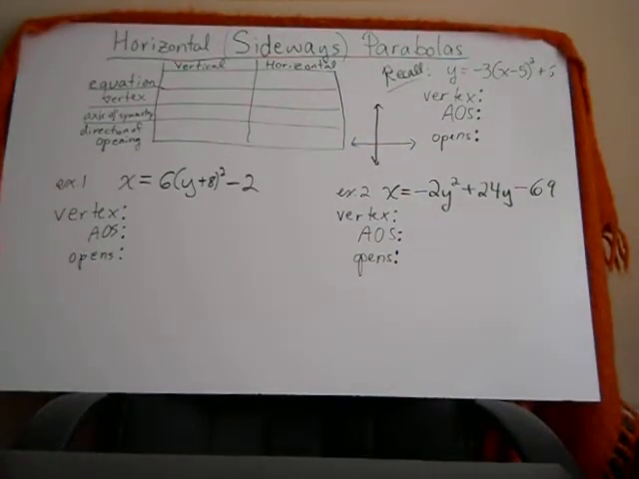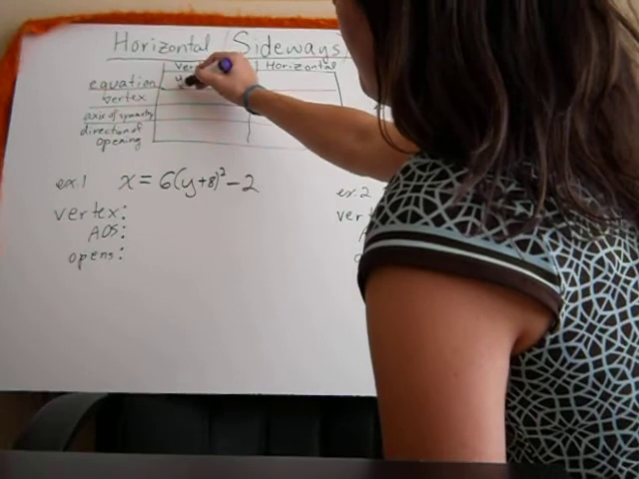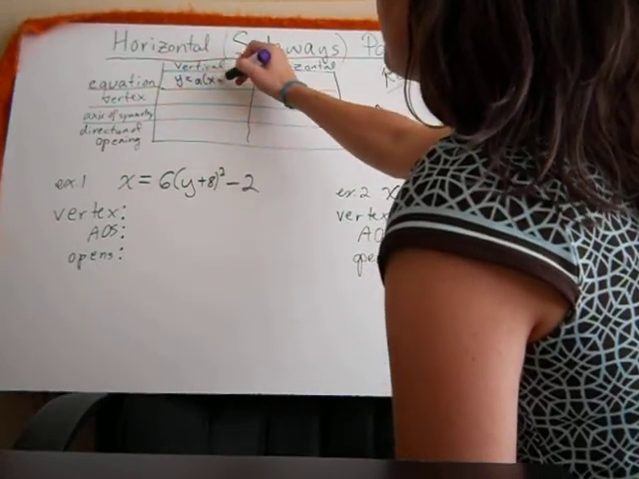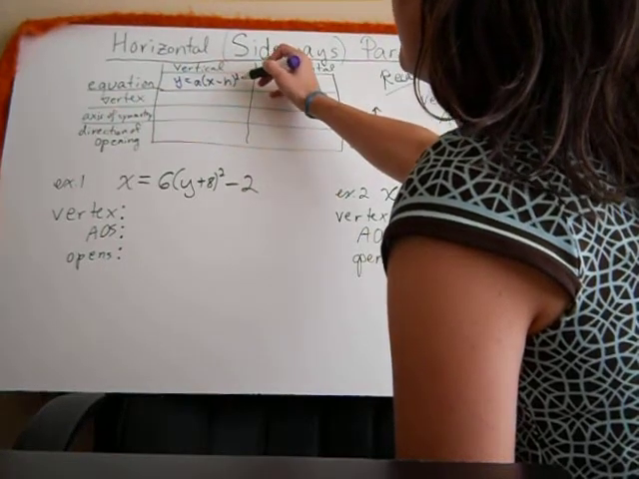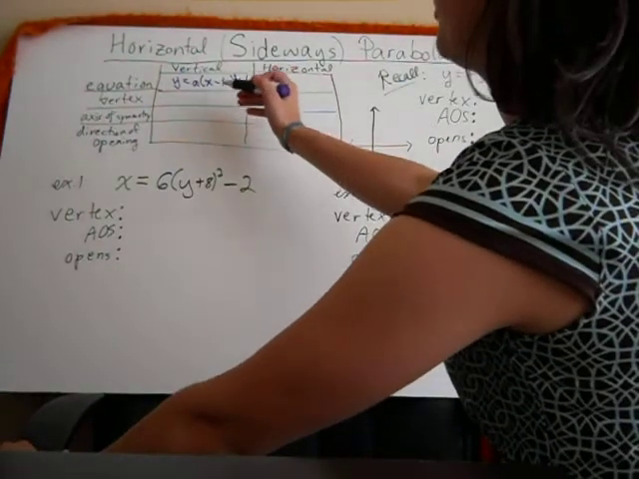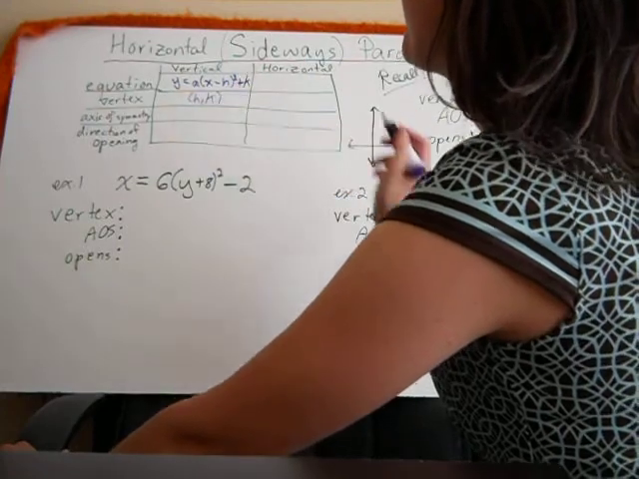Horizontal parabolas, which I casually refer to as sideways parabolas, are parabolas that instead of opening up or down, open left or right. Alright, now what we're going to do is go back first and review vertical. Our vertical parabolas in vertex form are y equals a times x minus h squared plus k. The vertex, hopefully you guys remember, was h, k.